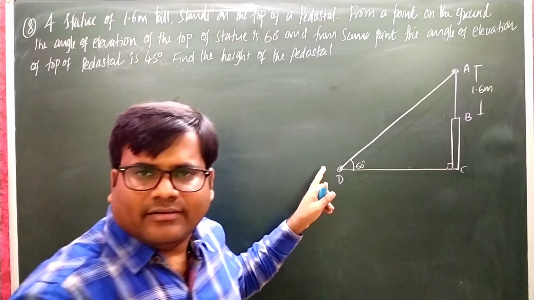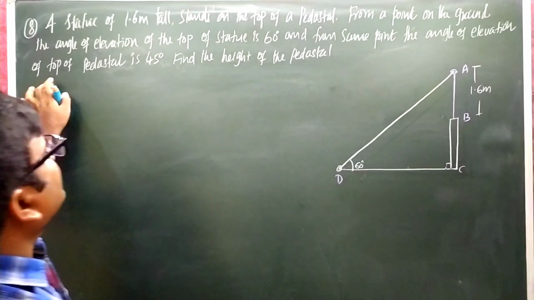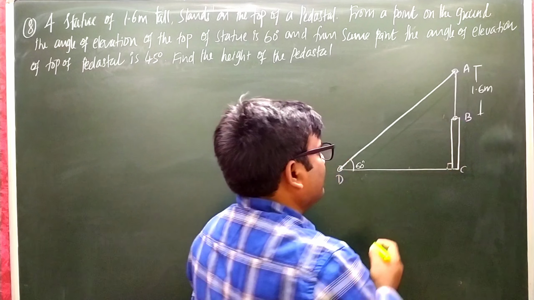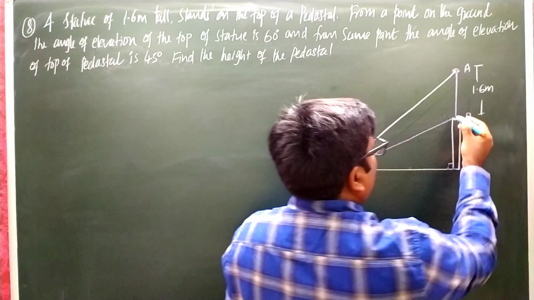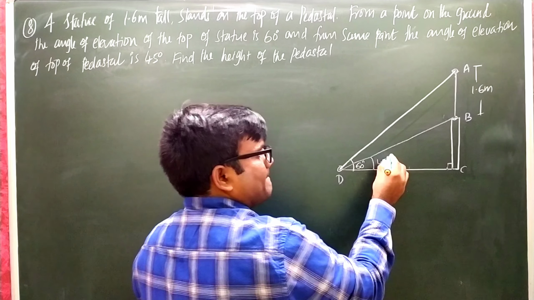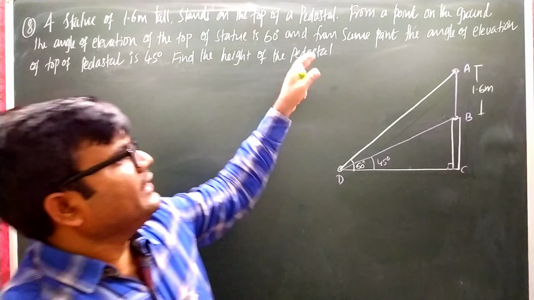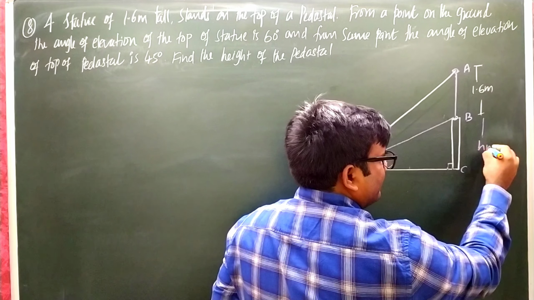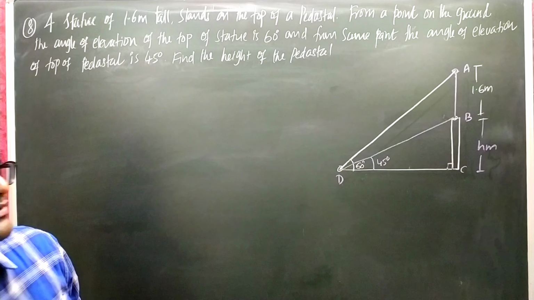Next, from the same point. From the same point means here only, D. The angle of elevation of the top of the pedestal. So here the pedestal top is here. The angle of elevation of the top of the pedestal is 45 degrees. Find the height of the pedestal. So the height of the pedestal is our question. That one is h meters. So the height of the pedestal is equal to h meters.